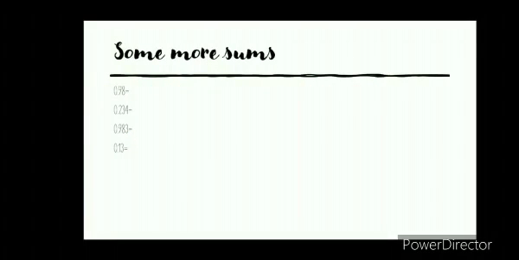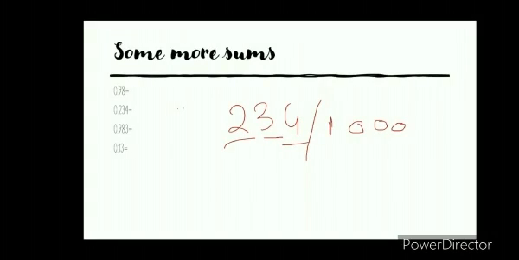So I have given you some more sums of converting decimals to fractions. So let's solve them. 0.98. So write 98. Since we have 2 numbers, write 2 zeros and before it 1. 98 by 100. Next, 0.234. So in this, we need to write 234, and then since we have 3 numbers, write 3 zeros and write 1 before it. That's it.